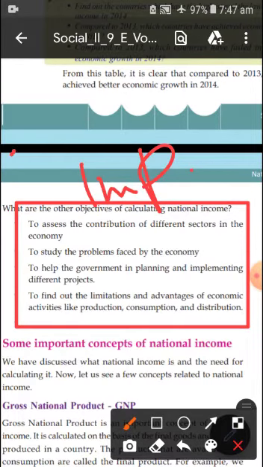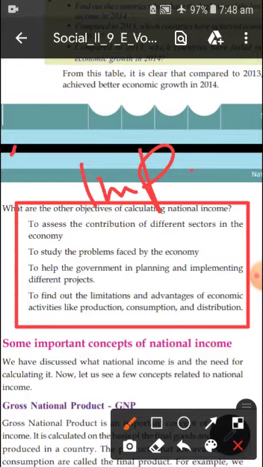What are the objectives of calculating the national income? Why do we need to calculate the national income? To assess the contribution of the different sectors in the economy. How much from agriculture, how much from industries, how much from the service sector. Service sector includes banking, insurance, trade, business, everything. Industrial sector includes the production of goods, factories, construction, all. Agriculture is cultivation, animal husbandry, and fishing, all come under agriculture, under the primary sector.